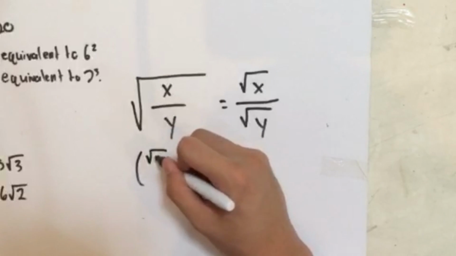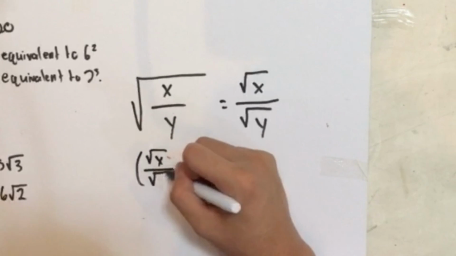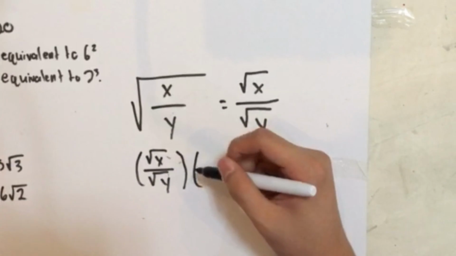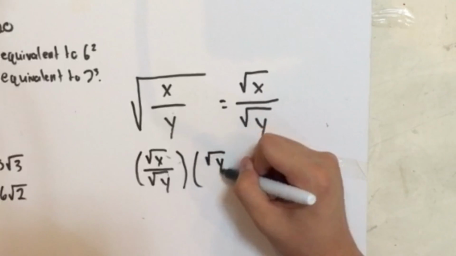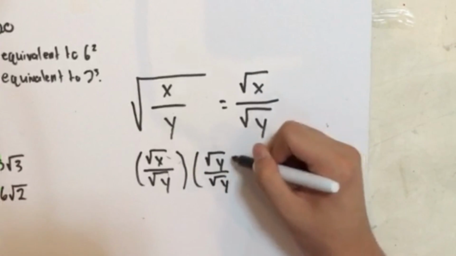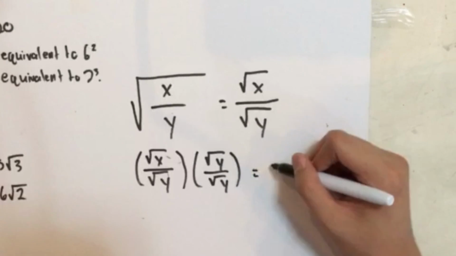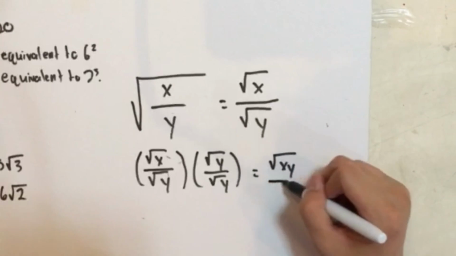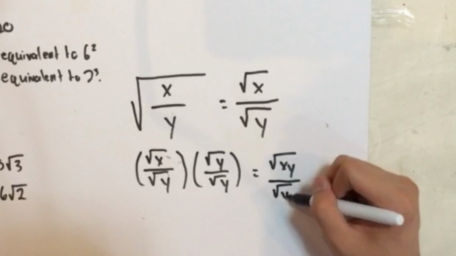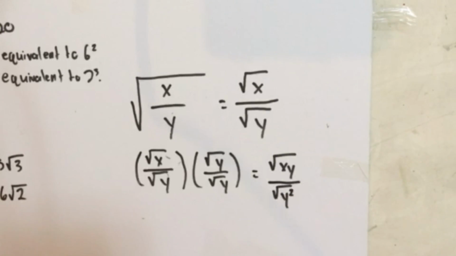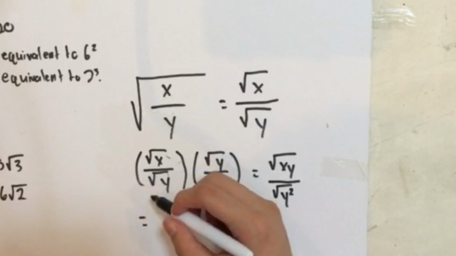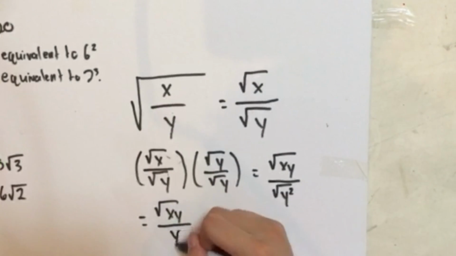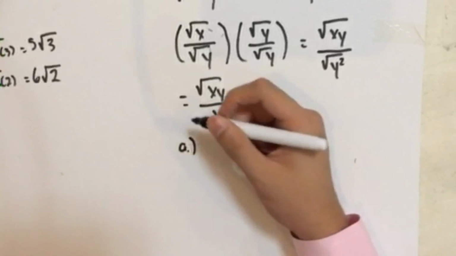Therefore, quantity square root of x over square root of y multiplied by square root of y over square root of y is equal to square root of xy over square root of y squared, which is equal to square root of xy over y.